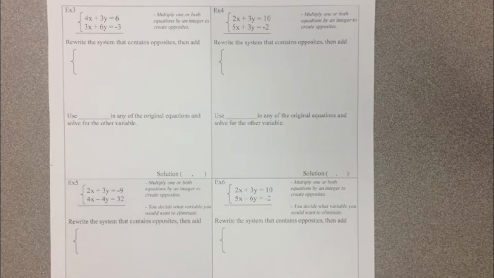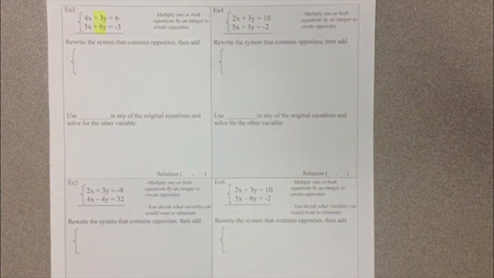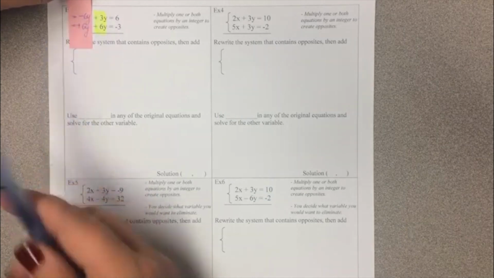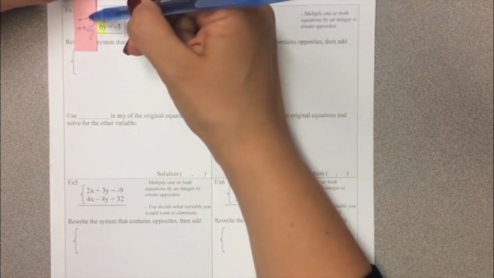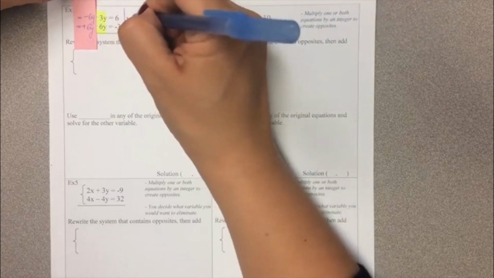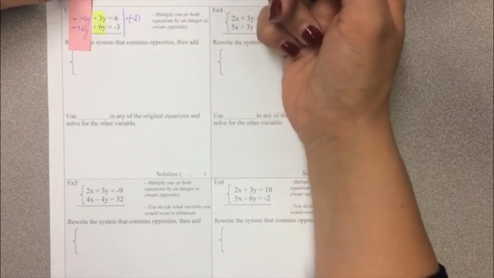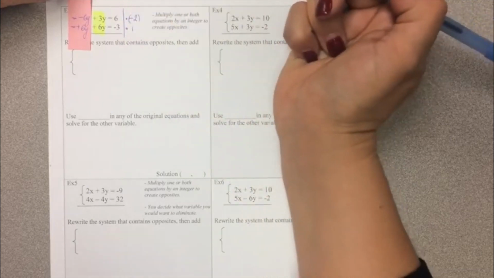So if I was to say, I want to focus on my y column and I want to create opposites for y, this is my choice. This is what I want. I'm going to create opposites for y, which will be negative 6y and positive 6y. So the question now is, what should I multiply by to get negative 6? 3 times negative 2 is negative 6. So if I multiply the equation by negative 2, I would get negative 6. What should I multiply by to get 6? 6 times 1 is 6.